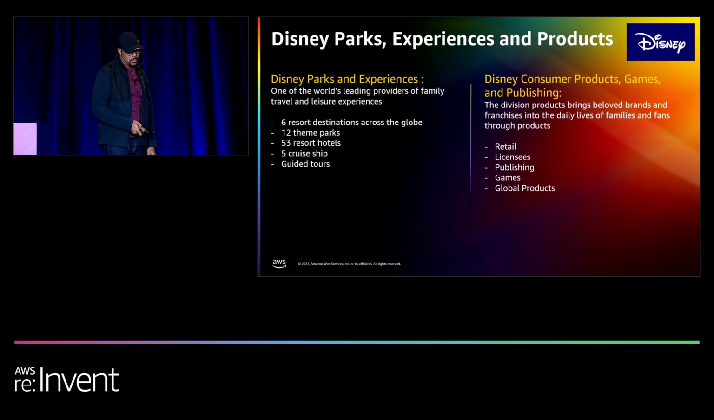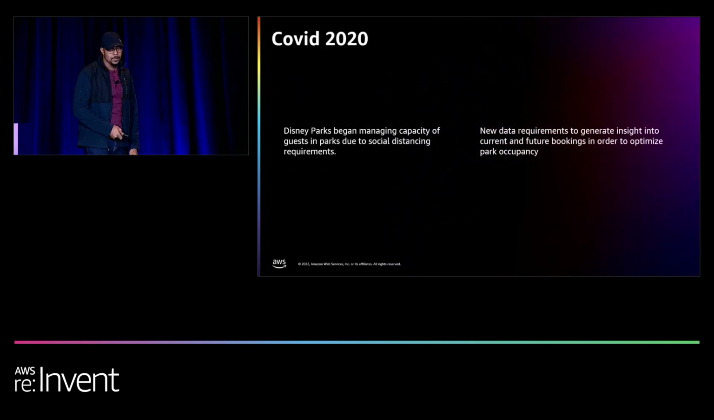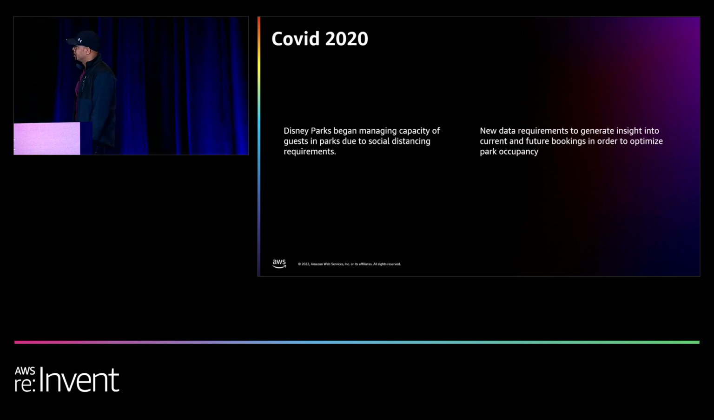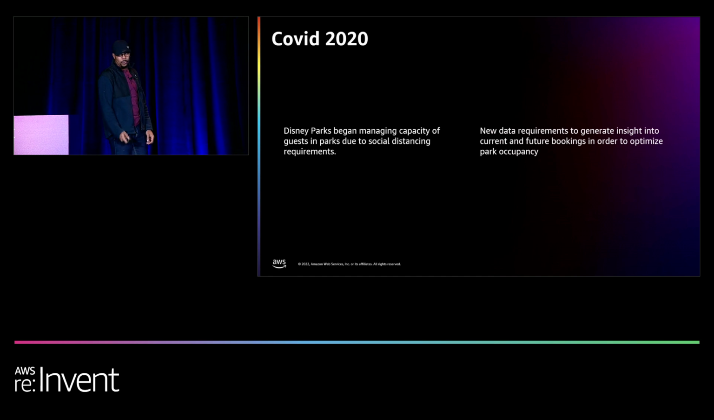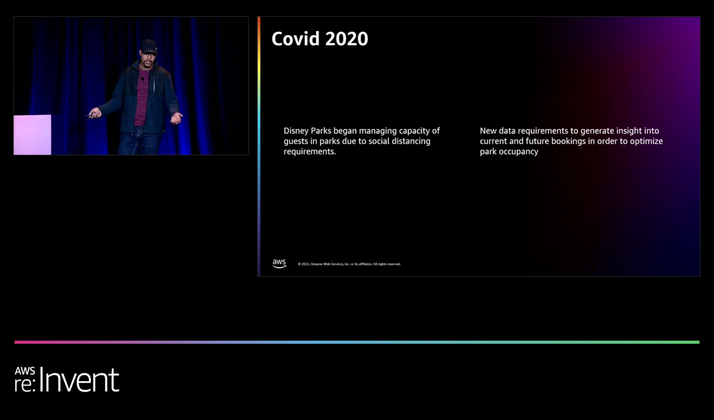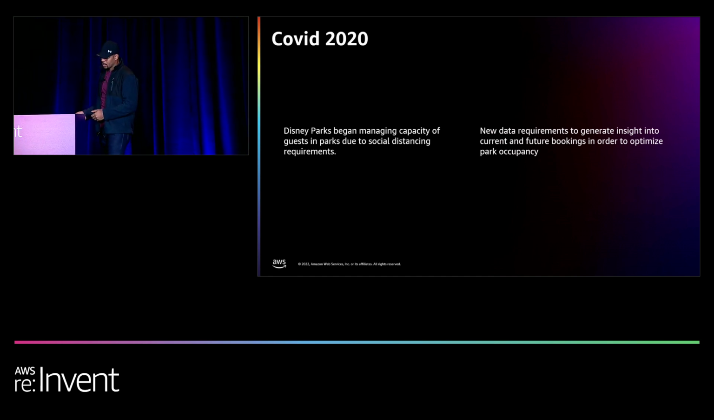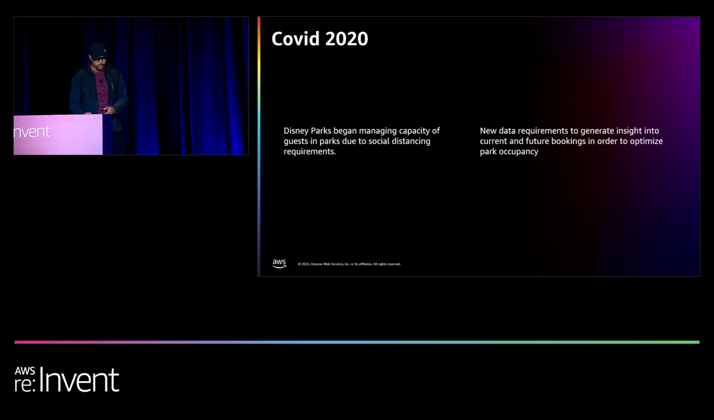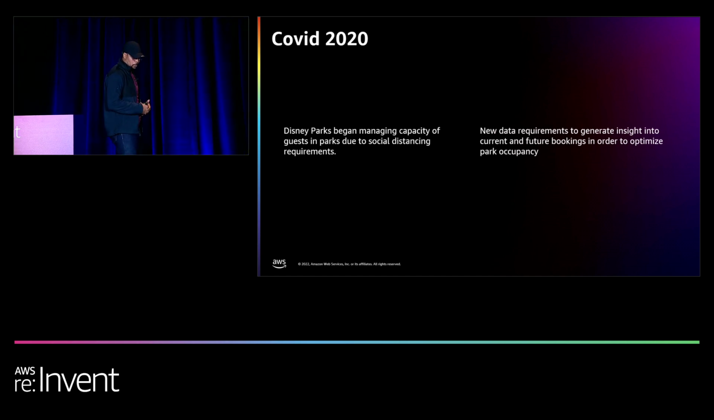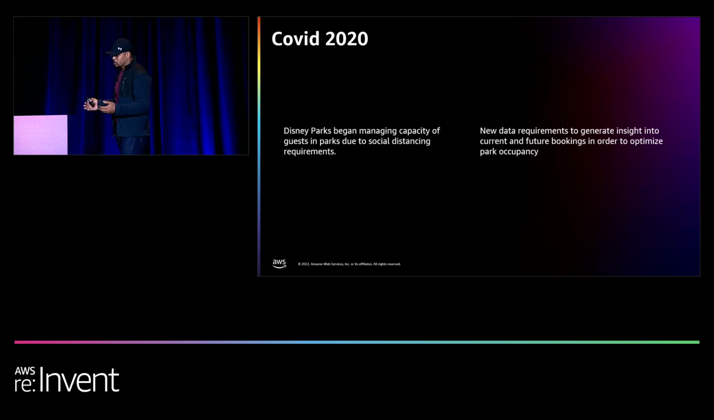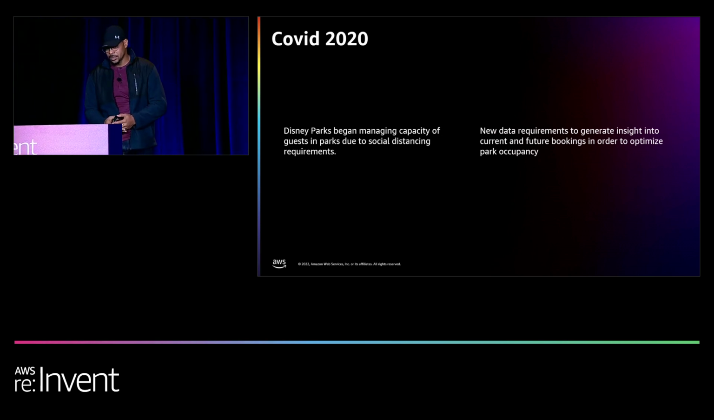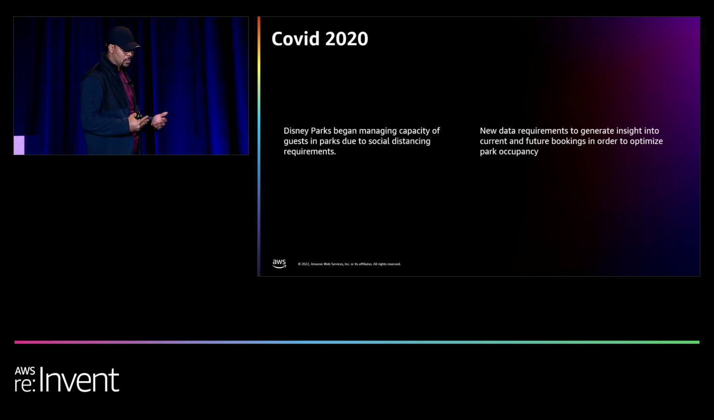For us, I think all of you can relate to the word in the top right-hand corner, COVID. After COVID, a lot of things locked down, and we needed to get back to the place when the parks were reopening, where we needed to start managing capacity. Social distancing needed to start to take place, and we needed to understand the numbers.